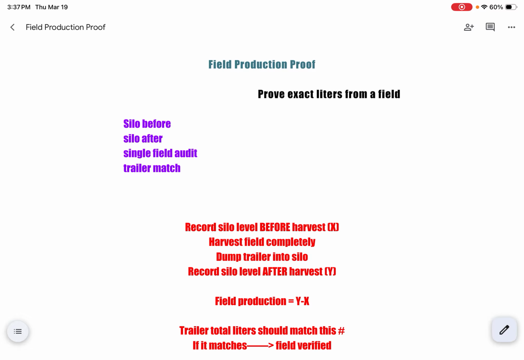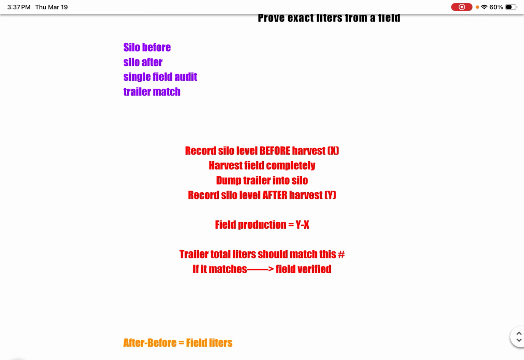In order to do this, you need to record your silo level before harvest. You need to harvest the field. I would say completely, yeah. I know that's what it says. So yeah, let's go with completely. We dump the trailer into the silo. And then we record the silo level after harvest. And that would be after the harvest of that particular field, not the complete harvest.